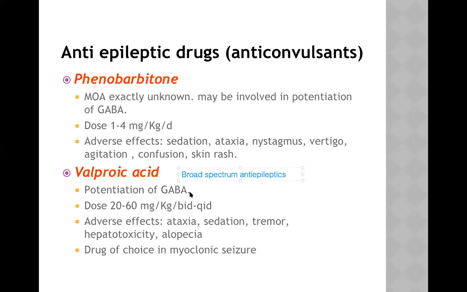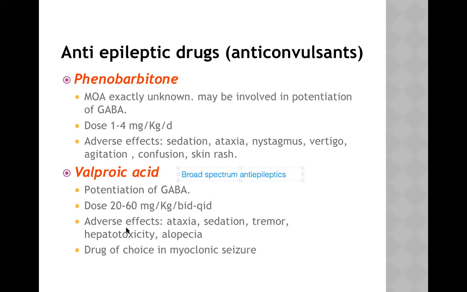Very good. So I already got the answer from many of the students. Excellent. The full name is gamma aminobutyric acid, and it is an inhibitory type of neurotransmitter. So if valproic acid potentiates the effect of an inhibitory neurotransmitter, it will block those firing neurons, and that's how seizure would be controlled. So the dose is 20 to 60 milligram per kg.